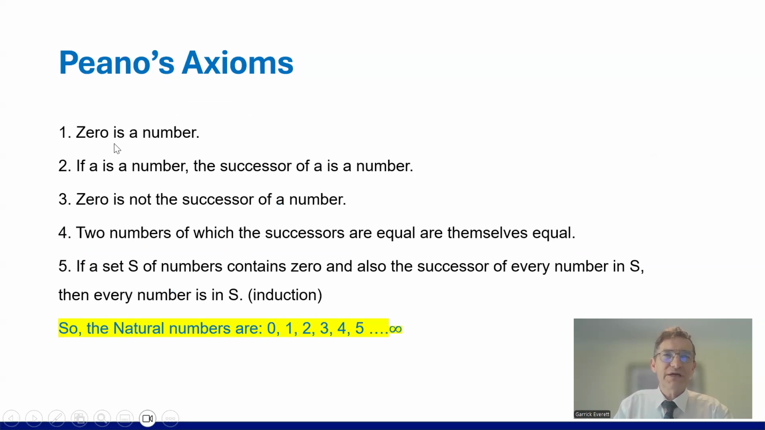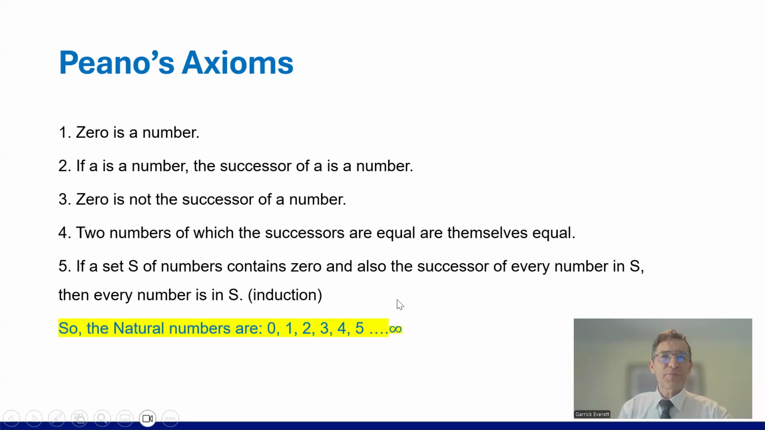So Peano's axioms: 0 is a number. If A is a number, the successor of A is a number. 0 is not the successor of a number. Two numbers, say that 3 times fast, are two numbers in which the successors are equal, are themselves equal. And then you've got this induction statement. If a set S of numbers contains 0 and also the successor of every number in S, then every number is in S. And that's the induction. So the natural numbers are 0, 1, 2, 3, 4, 5, and so on, all the way up to infinity. So that's Peano's axioms for natural counting numbers.